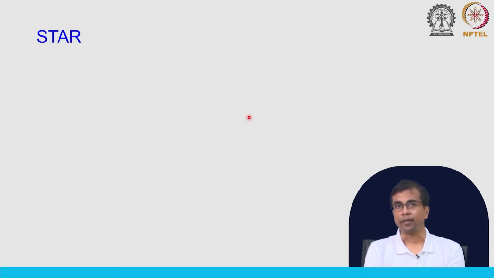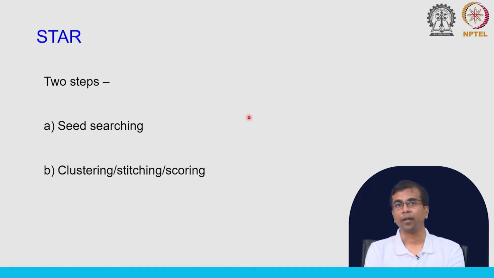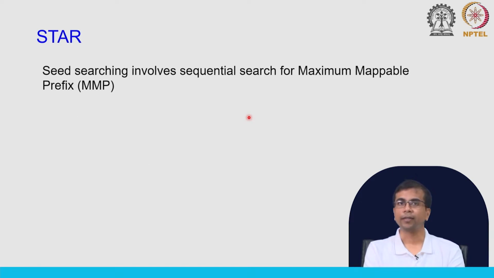Okay, so, another tool is the STAR one. There are two steps in this process. It relies on something called seed searching, and then the second step is clustering, stitching and scoring. It sounds very familiar to us, the seed searching. You are generating seeds, and you are searching against the reference sequence. We have looked into different algorithms that will do that. And what it does involves something called sequential search for maximum mappable prefix, or MMP.